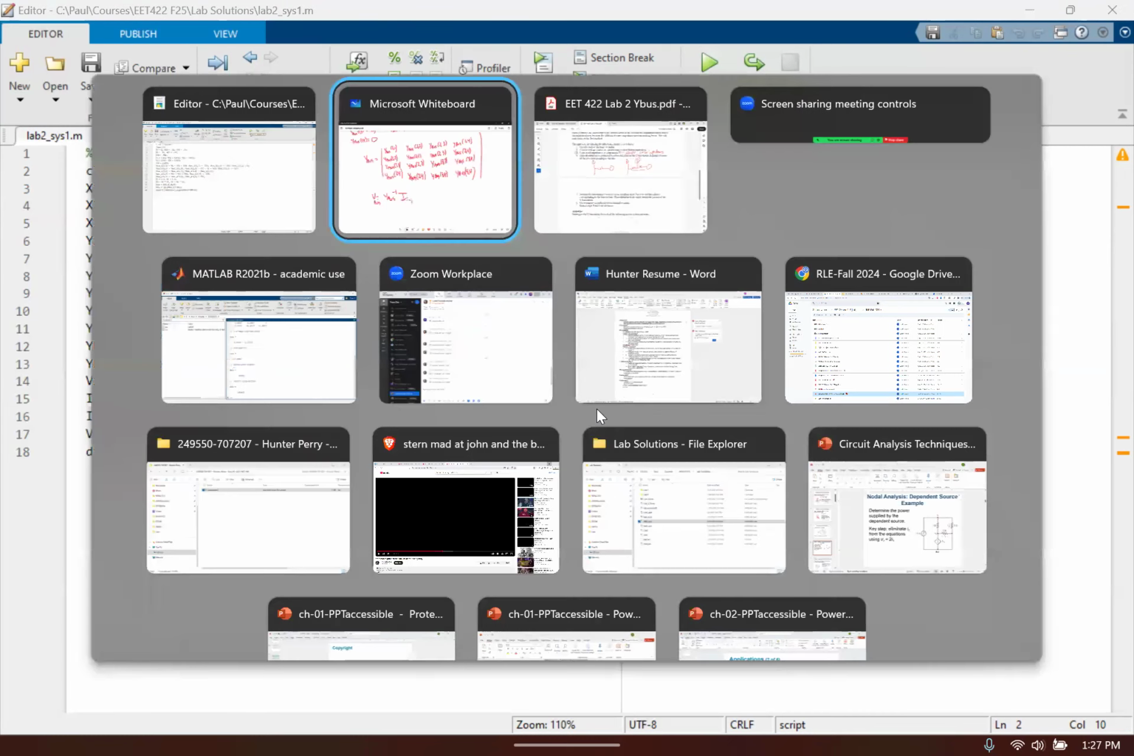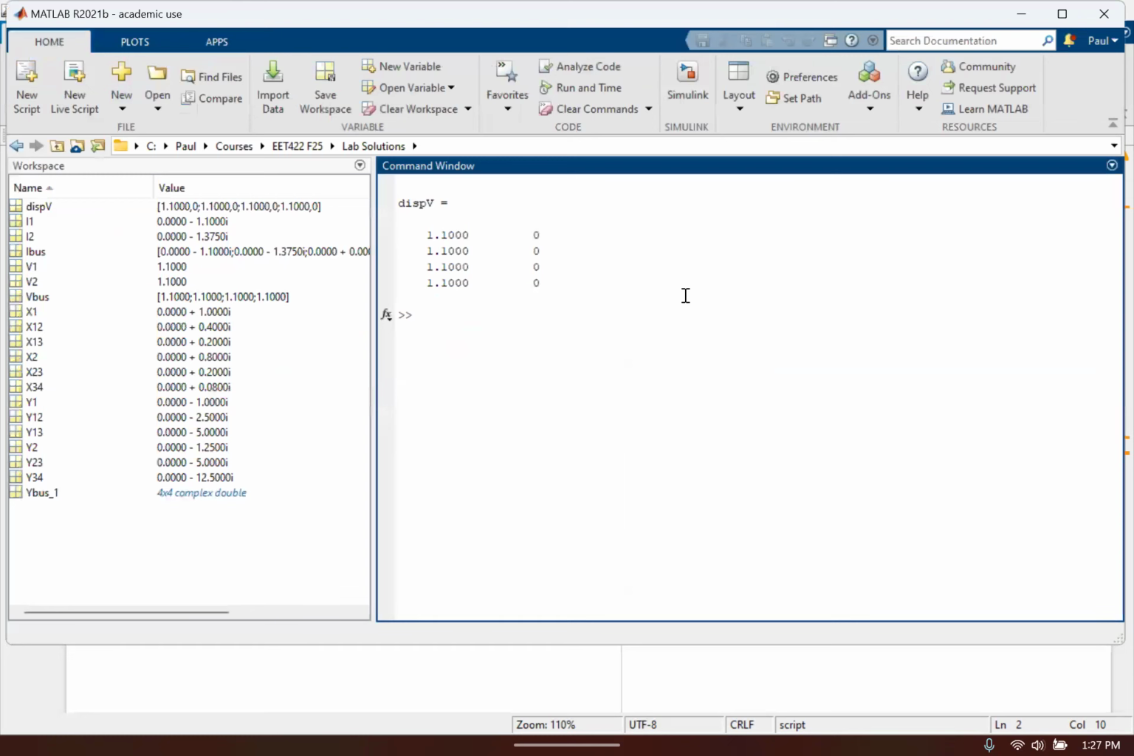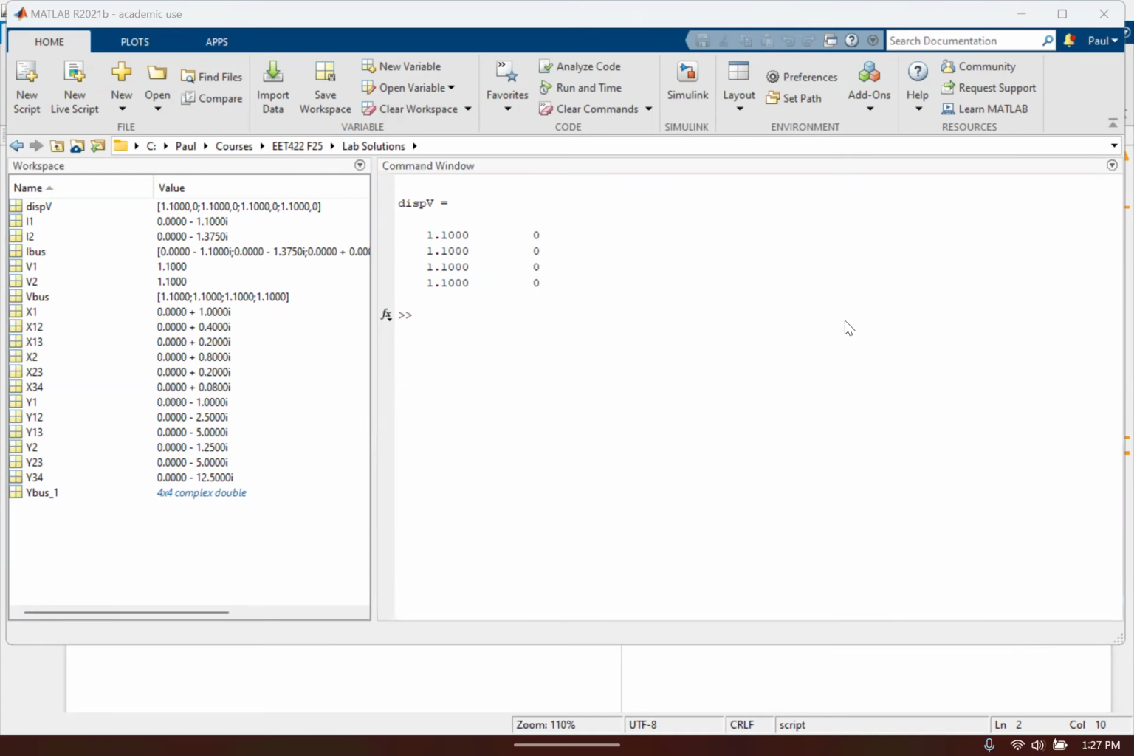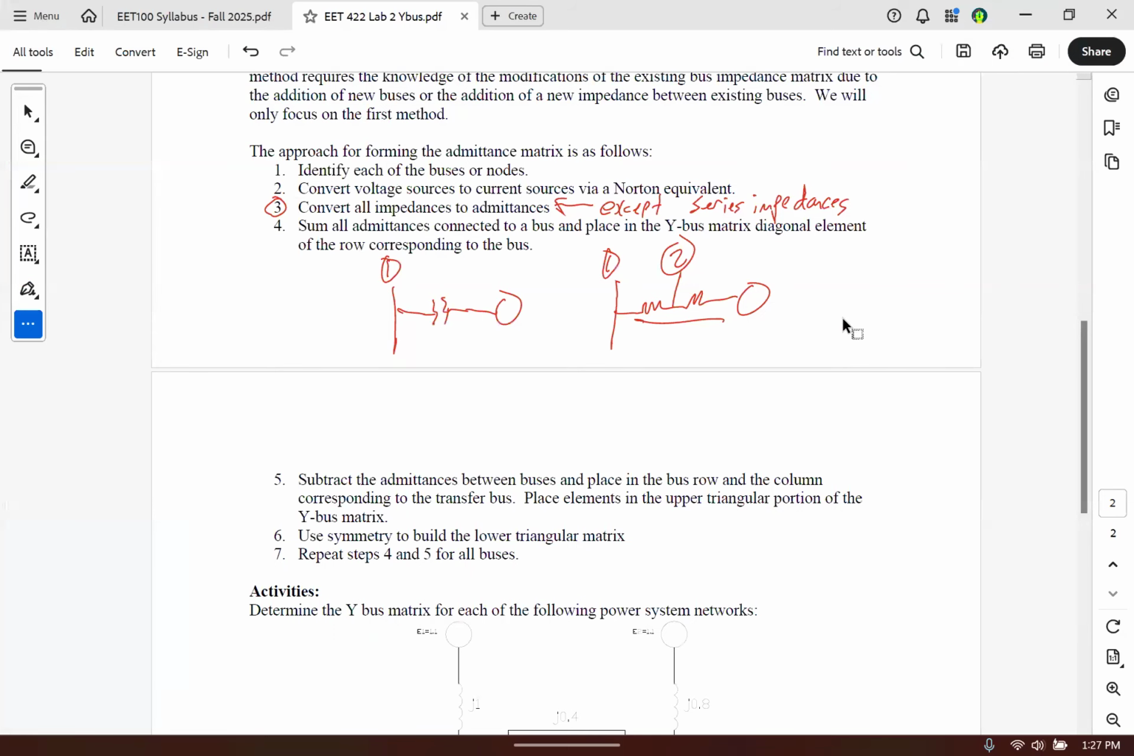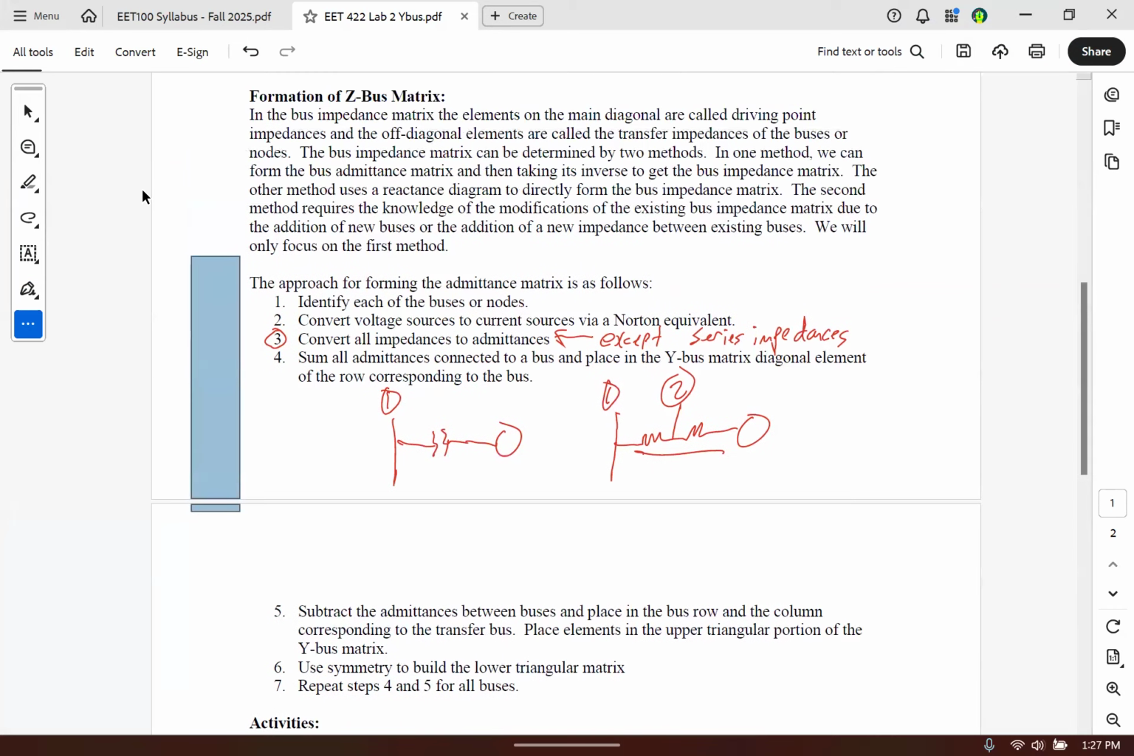No beeps. It's usually a good sign. Uh-oh. I thought we were going to get good results. It's 1.1 at an angle of 0 the whole way through. That can't be right. Anybody see a mistake? I don't see a mistake. So is circuit theory not working?